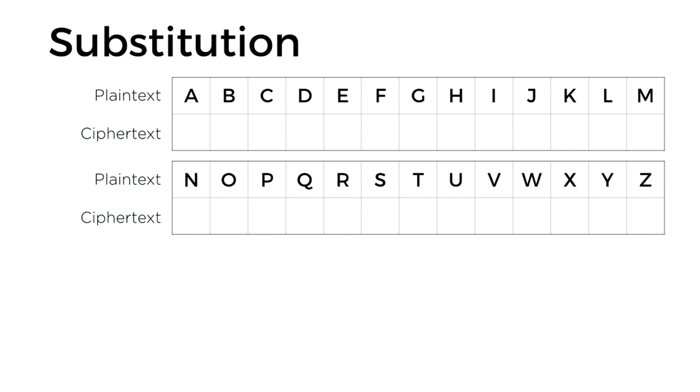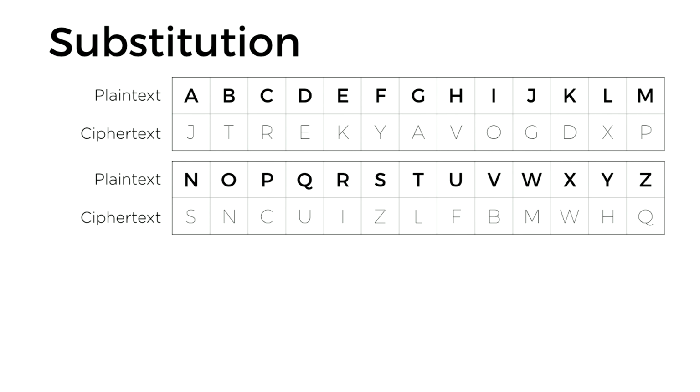Here we have the plaintext letters of the alphabet from A all the way through Z, and in a substitution cipher, we're going to replace each of those plaintext characters with a ciphertext character. For example, here is a mapping that maps the plaintext character A to the letter J, maps the letter B to T, maps the letter C to R, so on and so forth.